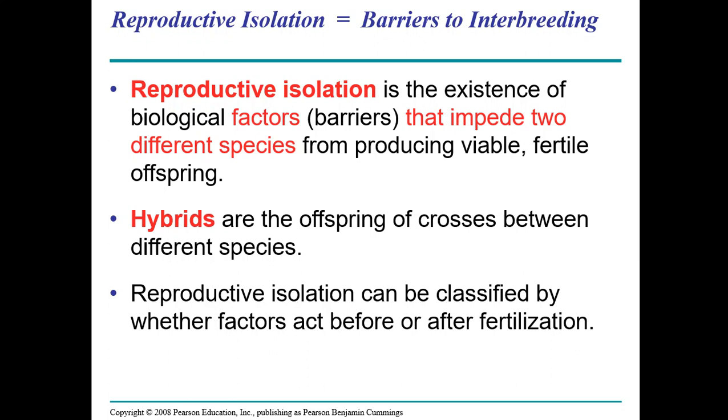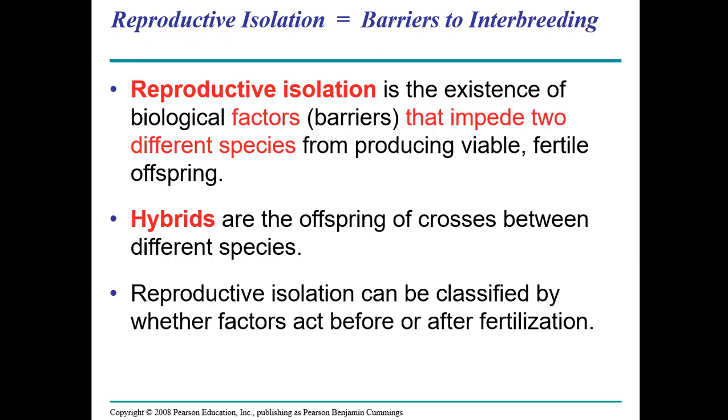Okay, so reproductive isolation is the existence of biological factors, or you call these barriers, that impede two different species from producing what? Producing viable, fertile offspring. Okay? If the offspring is not viable, that means hindi siya successfully under species. And if it's not also fertile.